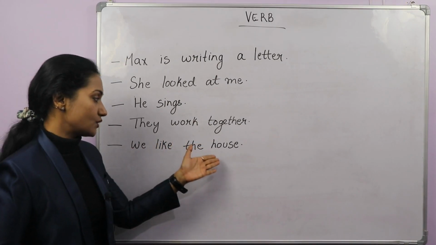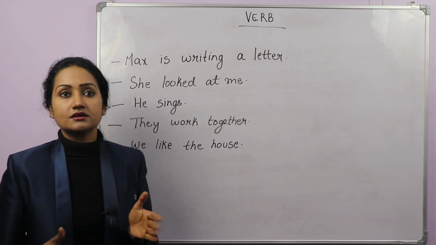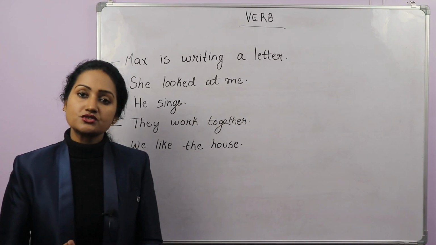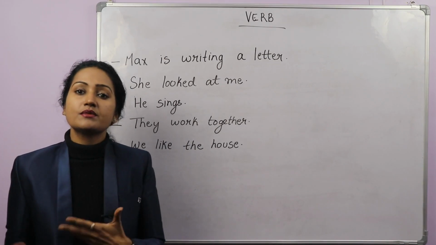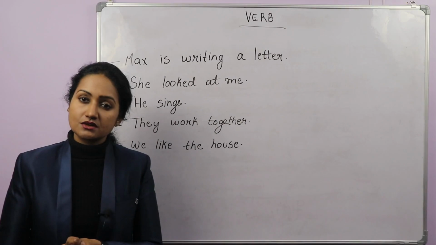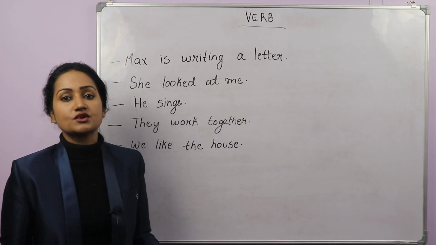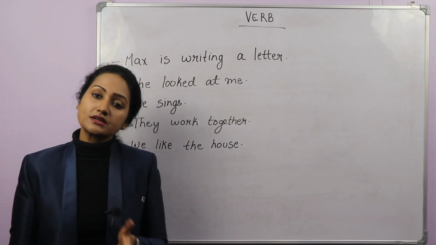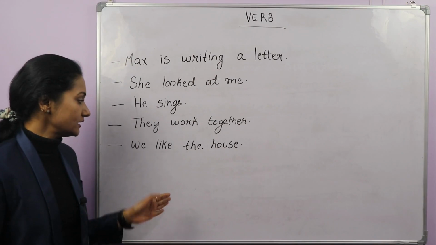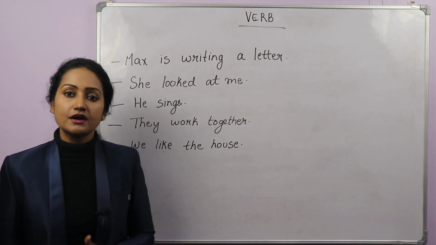Now look at this last sentence. We like the house. However, like is not an action word here, but we just have learnt about verbs that they tell about the action and state or situation. When I talk about state, that means your feelings, your likings, your preferences. So according to that, like is the verb here. Okay, not an action verb, but definitely a different kind of verb.